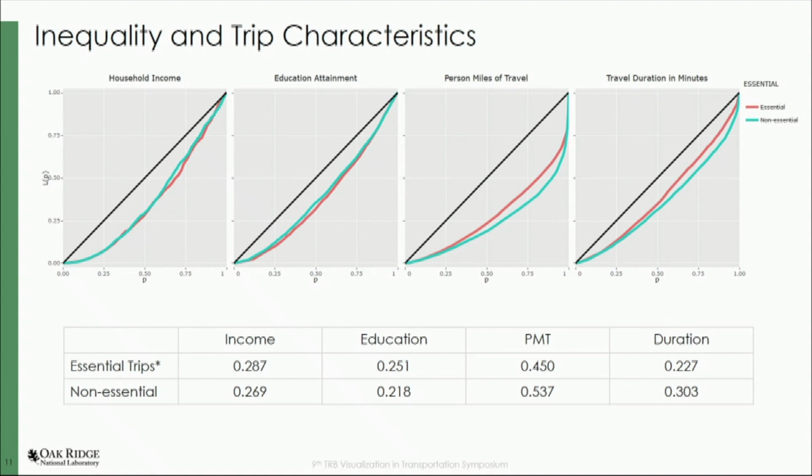There's not much difference except for the person miles traveled again. The non-essential trips show higher inequality, which means some people travel a lot on non-essential trips compared to some people that just cannot afford to make those trips.